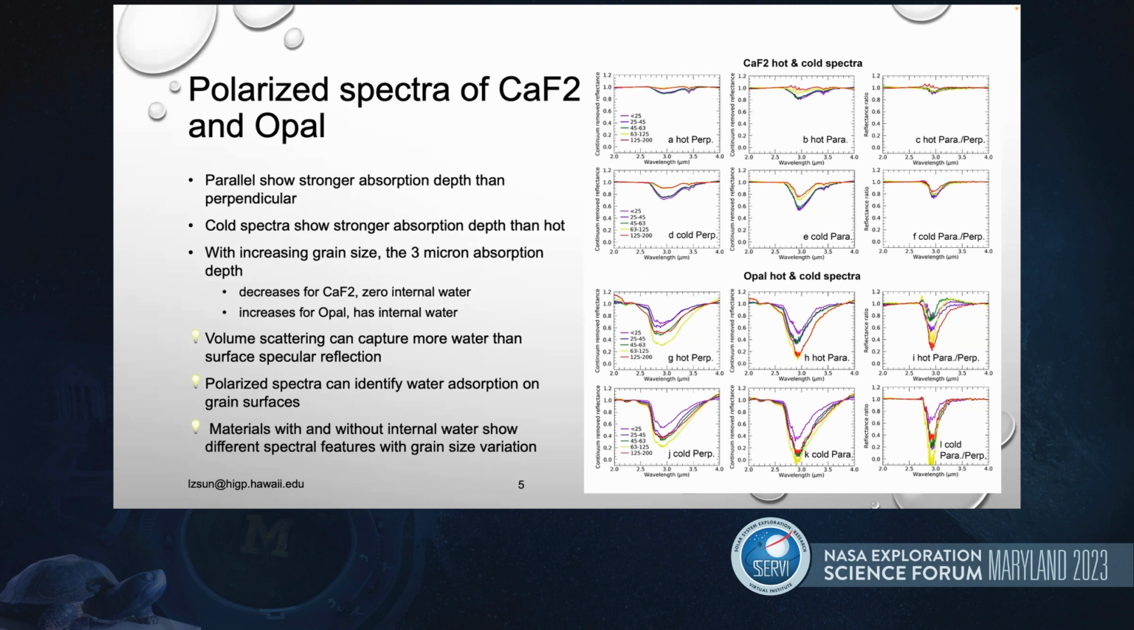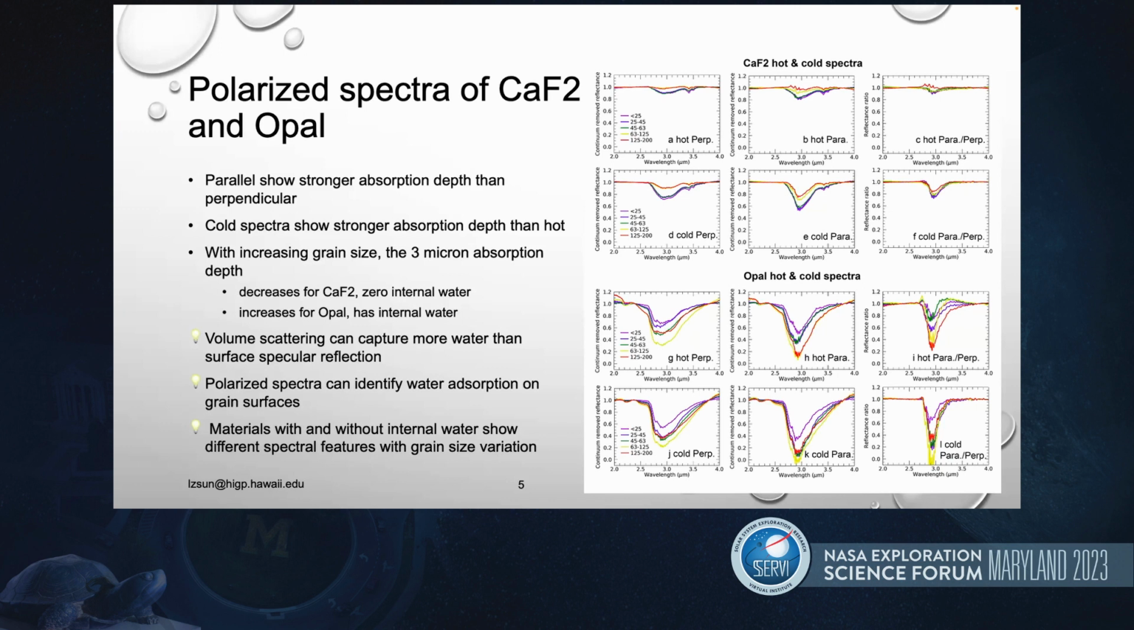Another thing is, if you compare the perpendicular branch to the parallel branch, which is the first column compared to the second column, the parallel branch shows a stronger 3 micron absorption, and this is because they're seeing more water from volume scattering. And if you compare the hot spectra to the cold spectra, for calcium fluoride and opal, you can also see an increase. That means the increase in water adsorption has been captured by both branches.